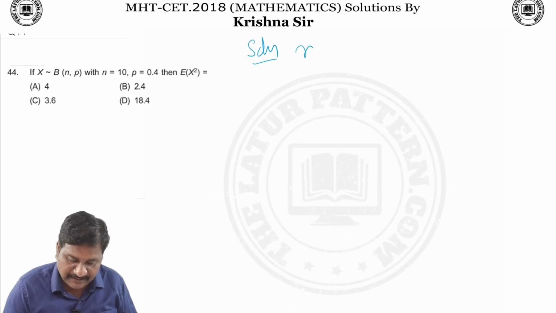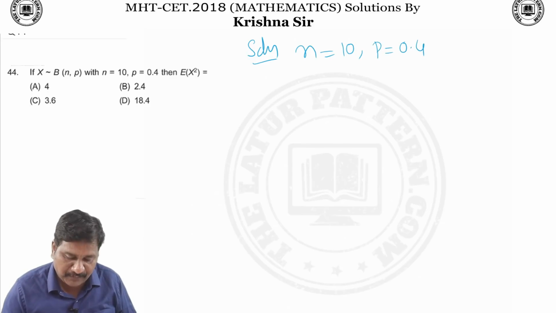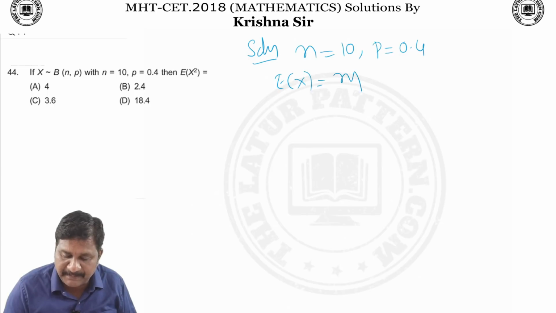Given n is equal to 10, p is equal to 0.4. Now you find out E of x square. So from this we are finding the mean. E of x is equal to np, that is 10 into 0.4. 0.4 can be taken as 4 by 10. So mean is 4. Similarly, we are taking variance.